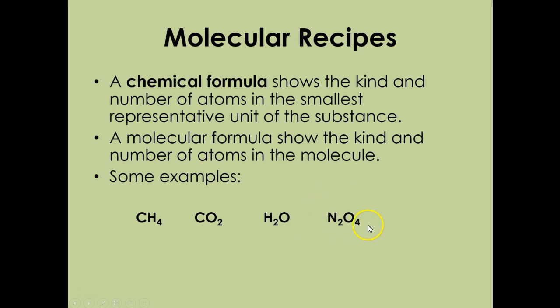You notice that you could divide through this formula by 2 and get NO2, but NO2 and N2O4 are not the same compound. There is a molecule that consists of 1 nitrogen and 2 oxygens, and that's one substance. And then there's a molecule that consists of 2 nitrogens and 4 oxygens, and that's another substance. So it's important to understand that with molecular formulas, it's not just giving you the ratio, it is actually telling you what elements and how many of them are there in a single molecule.